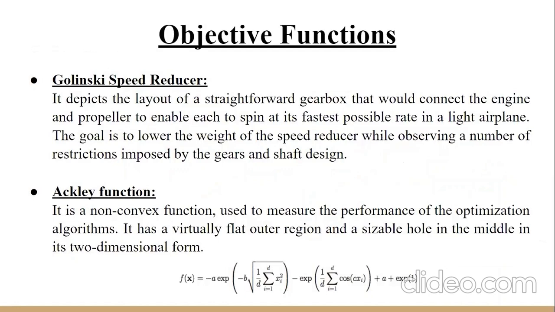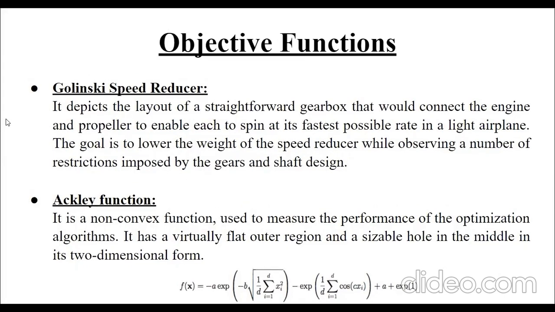The objective functions will be explained by Raghav. Hi, everyone. In our project, we have tried to tackle 4 different objective functions. One of them is Golinsky speed reducer. The other ones are Ackley function, Rosenbrock's valley, and the last one is egg crate function.